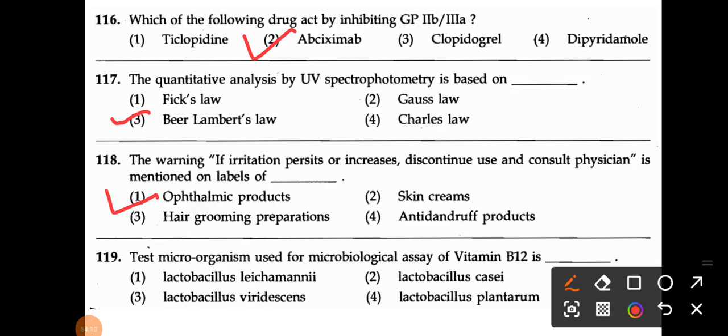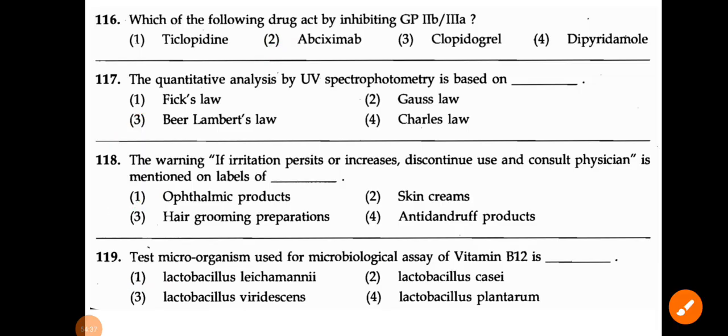So what are the options here for question number 119? These are Lactobacillus leichmannii, Lactobacillus casei, Lactobacillus viridans and Lactobacillus plantarum. So what is the correct answer here? That is Lactobacillus leichmannii. That is the correct answer for question number 119.